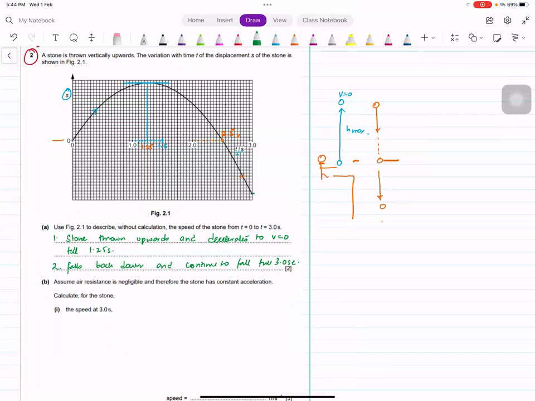Now, such questions are typically harder because you don't know the displacement, and they haven't given anything. But we do know that the object, let's suppose this is our starting point, goes up and then it reaches the maximum height. And then from there, it has gone down. And this whole process is done in 3 seconds, right?